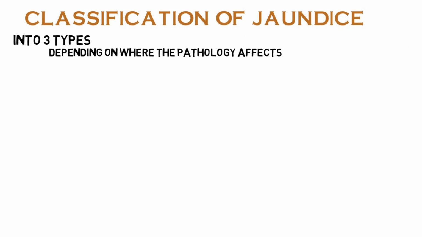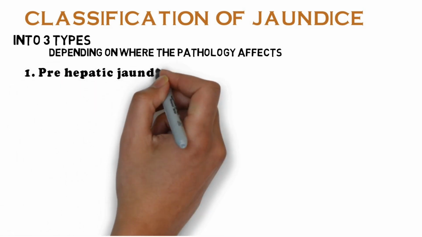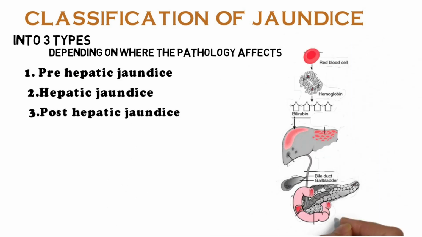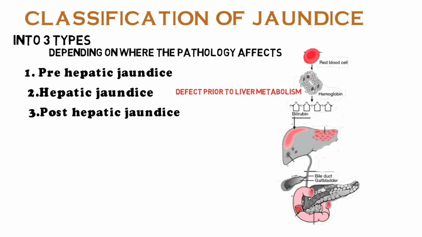So, after knowing this, let's move on to the classification of jaundice. Jaundice can be classified into three types depending on where the pathology affects. These three types are prehepatic jaundice, hepatic jaundice, and posthepatic jaundice. In prehepatic jaundice, there is defect prior to liver metabolism.